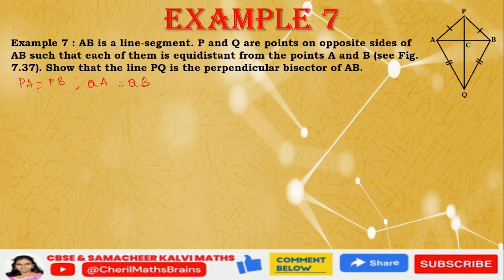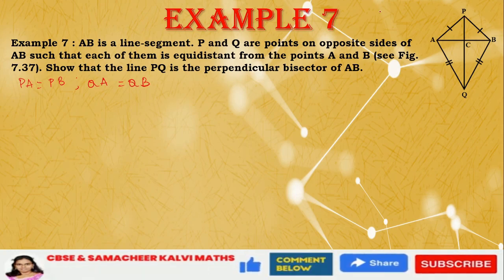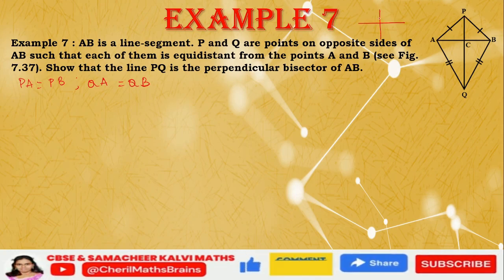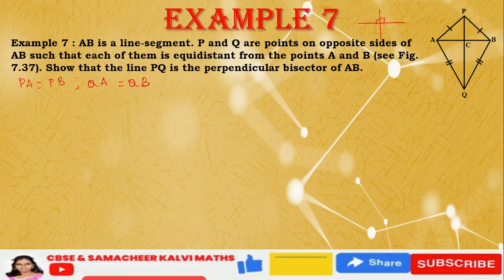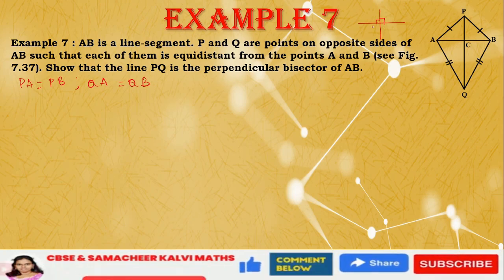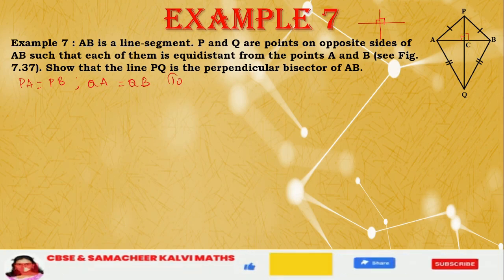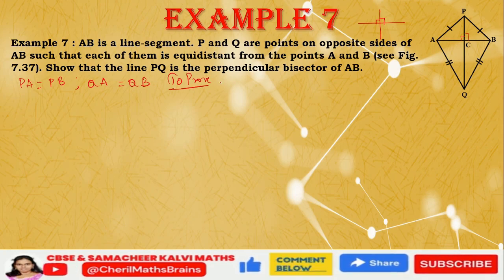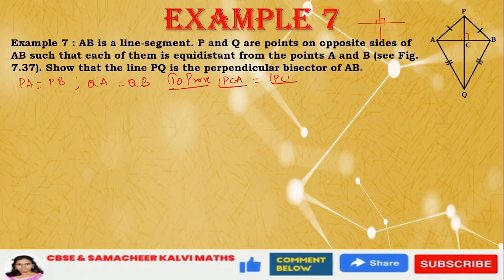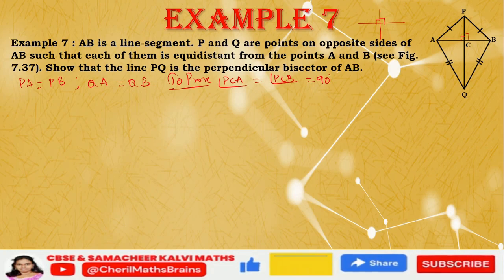So we need to prove that PQ is going to perpendicularly bisect the line AB. That means this angle and this angle should be 90 degrees. If one of them is 90, obviously the other one is also 90. So we'll have to prove that these two angles are 90 degrees. Therefore, we need to prove that angle PCA is equal to angle PCB, which is equal to 90 degrees. So now let's get into the solution, children.